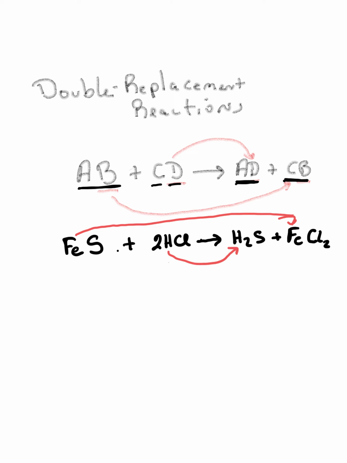Another example is you have iron sulfate plus hydrochloric acid, which is going to yield H2S plus iron as FeCl2, iron chloride. So if you look on the reactant side over here, you have the iron combined with the sulfur. If you look on the other side, the iron is now combined with chlorine. On this reactant side, hydrogen and chlorine are bound together. But on the product side, the hydrogen is now combined with sulfur instead. So it's our double replacement reaction.